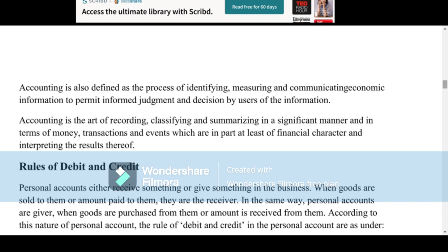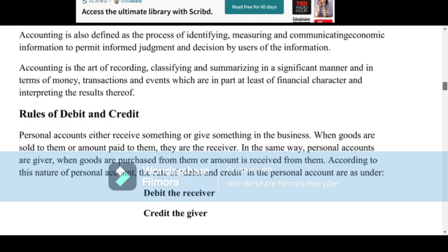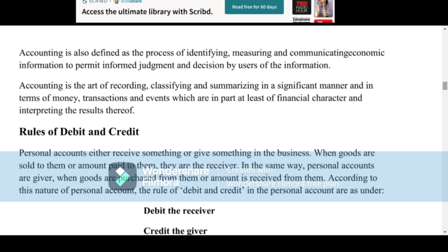Now here come the rules of debit and credit. Personal accounts either receive something or give something in the business. When goods are sold to them or amount paid to them, these are two different things. Goods sold or amount paid, they are the receiver. In the same way, personal accounts are giver when goods are purchased from them or amount is received from them. According to this nature of personal account, the rule of debit and credit in the personal account is as under.